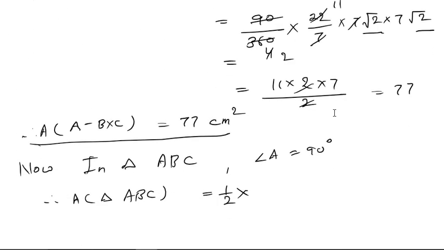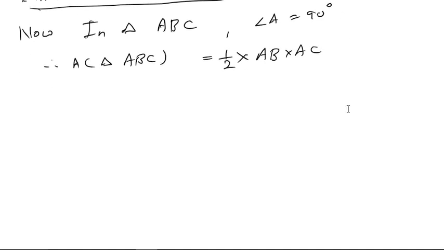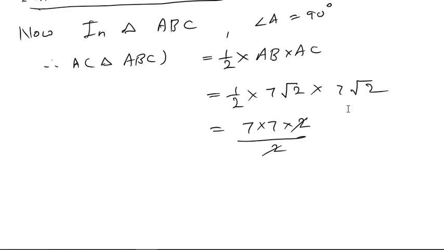So I will say that AB into AC. Now the value of AB and AC both are same, both are equal to radius. So it is half into AB is 7 root 2 into AC is 7 root 2. So this gives me 7 into 7 into 2 divided by 2. This 2 cancels and I will get 7 7s are 49 centimeter square.